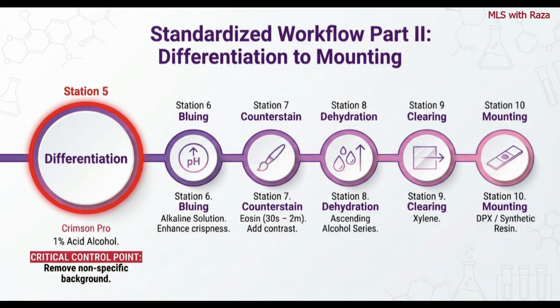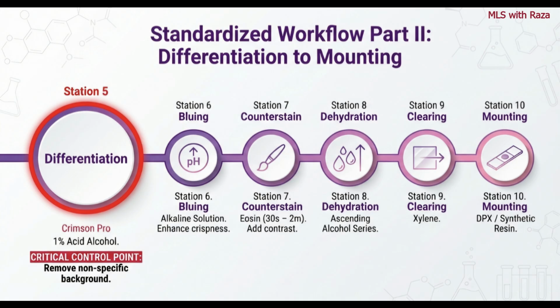It kicks off with differentiation, a super important step we're going to focus on in just a second. Next is bluing, that crucial pH shift we talked about to lock in the nuclear color. Then comes the eosin counterstain to add that vital pink contrast. After that, we basically reverse the process. Dehydration takes all the water back out, clearing with xylene makes the tissue transparent, and finally, mounting with a coverslip creates that permanent slide that's ready for the microscope.